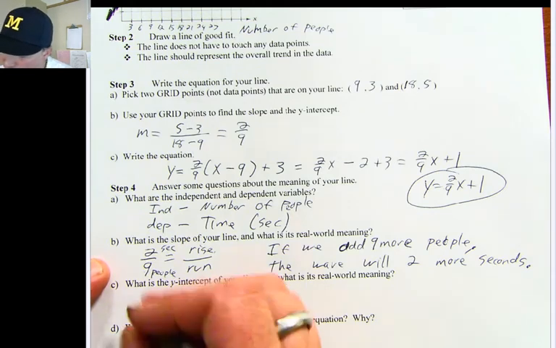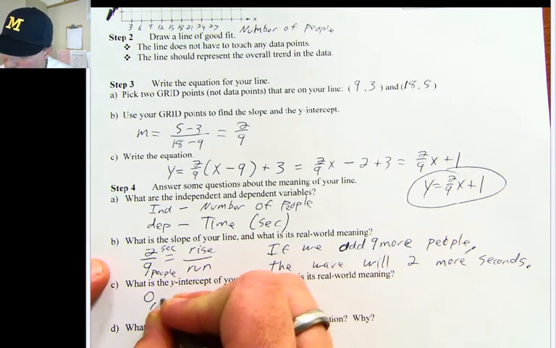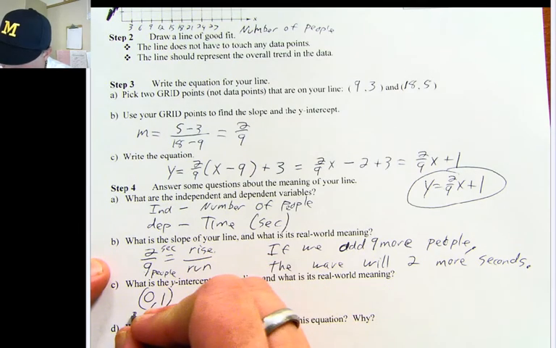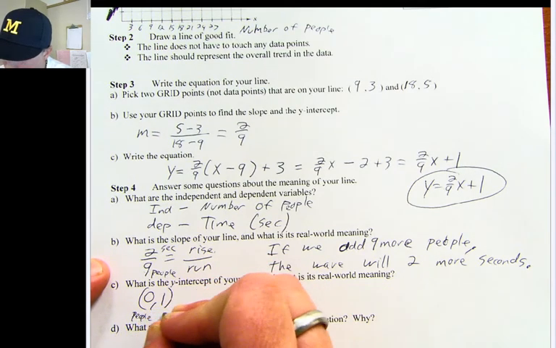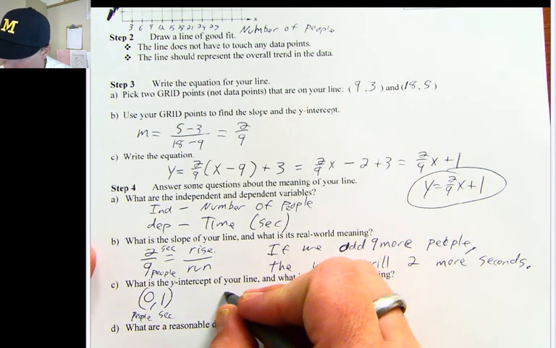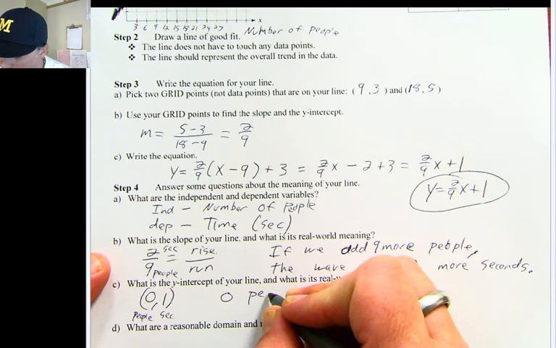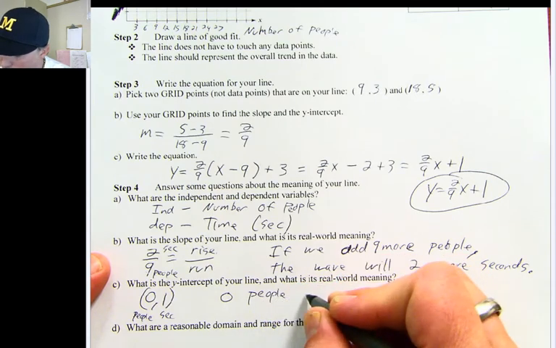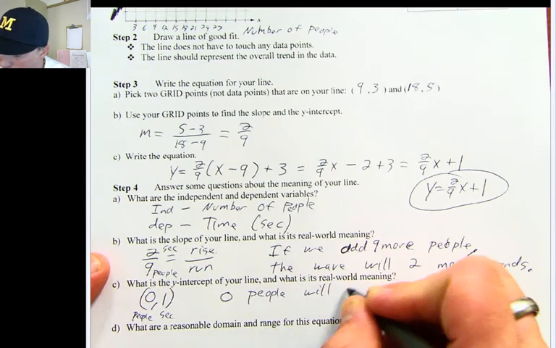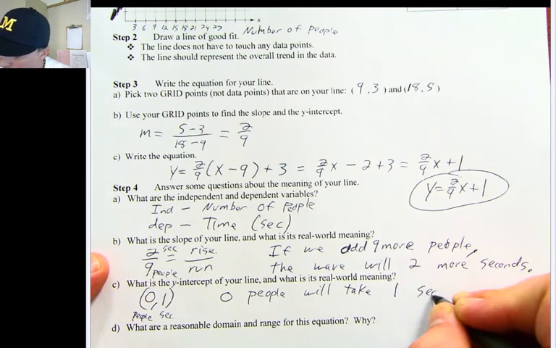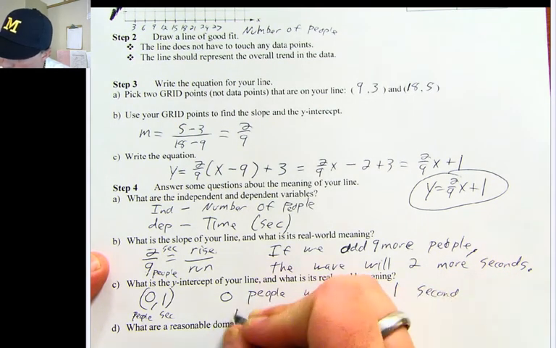The y-intercept of our line. Well, the y-intercept in my particular equation is (0, 1). And 0 is the x-coordinate, so 0 stands for people, 1 stands for seconds. So this means that 0 people will take 1 second to do the wave.